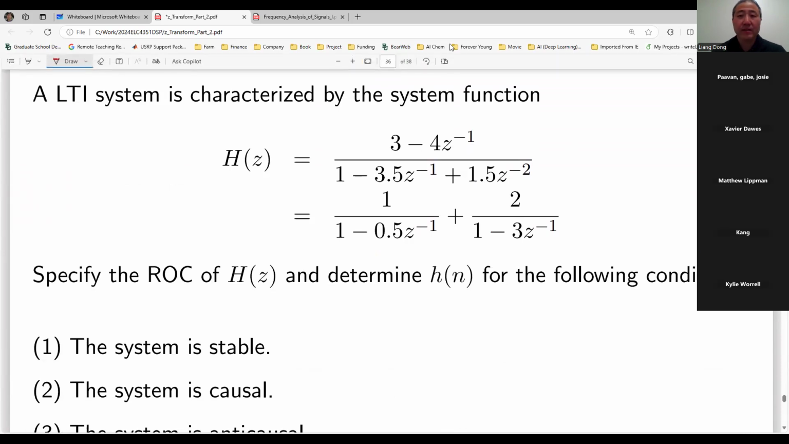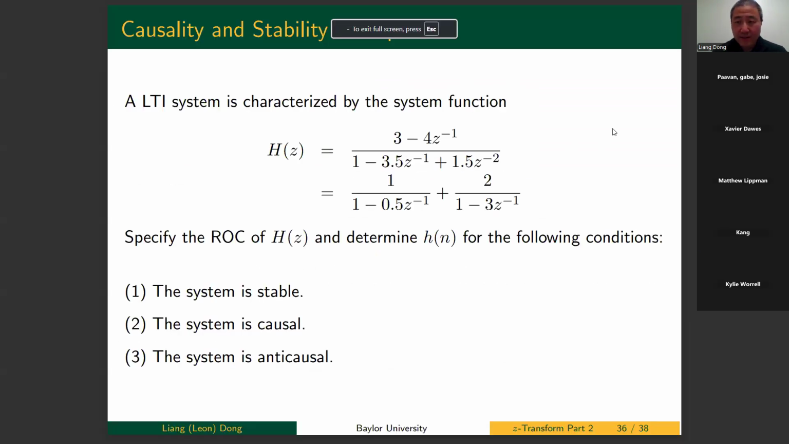Okay, this is too large. How about that? Can you see that? Okay, so let's finish that, give an example. I want you to spend a few minutes just to think about this problem. We have an LTI system. It is characterized by the system function or the system response, which is capital H of z, in this rational format. It's a polynomial divided by another polynomial.